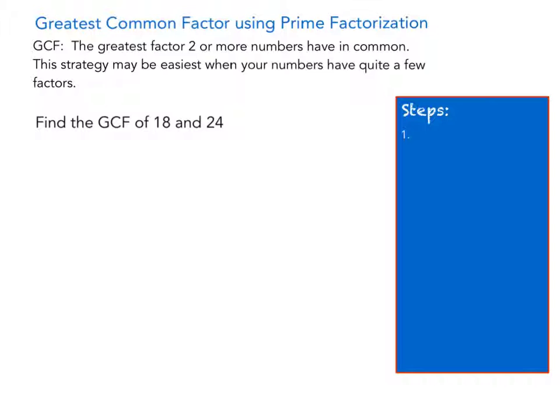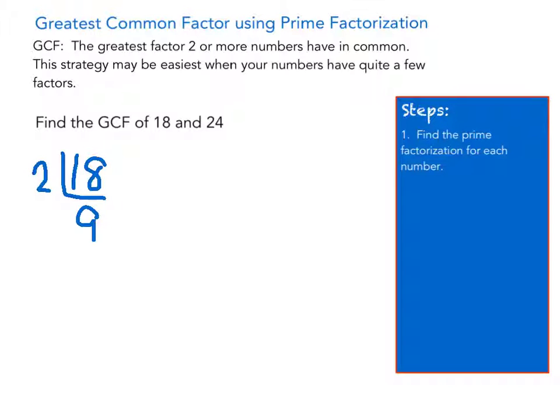Our first step is to list the prime factorization for each number. You can find the prime factorization using factor trees or the ladder method. I prefer the ladder method. Starting with 18, we box it in, and we start with dividing by the smallest prime number, which is 2. 2 divides evenly into 18 9 times. 9 is not a prime number, so we box it in again.